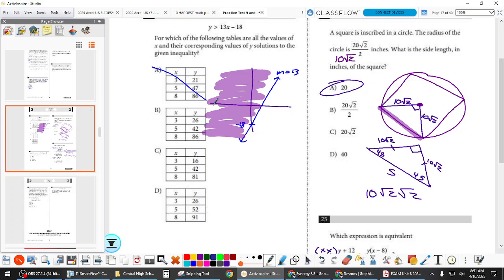So B is wrong because of 42. C is wrong because of both of those. D is okay. See how that helps, right? You can still use your calculator to help you. I just plugged it in and saw what y value made it true.